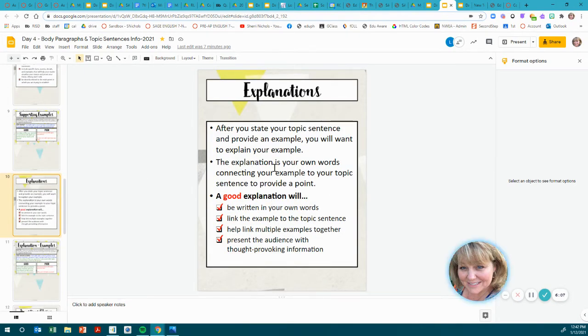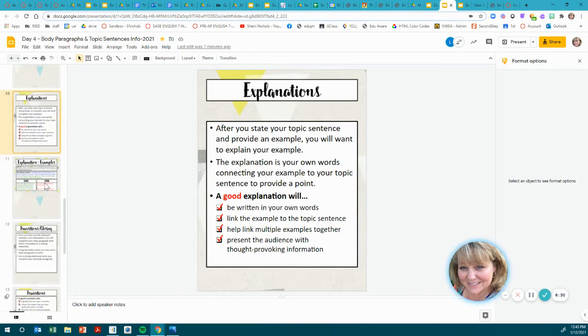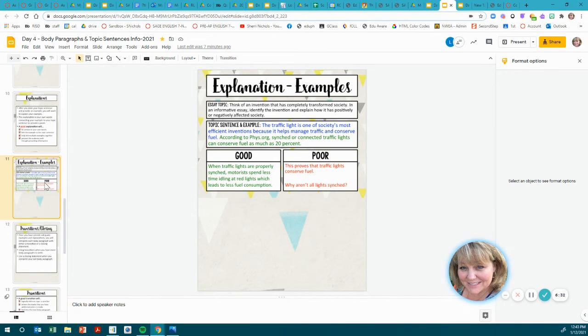Your explanations: after you state your topic sentence and provide an example, you will want to explain your example. The explanation is in your own words, connecting your example to your topic sentence. And remember, a good explanation is written in your own words. It links the example to the topic sentence. It helps to link multiple examples together, and it presents the audience with thought-provoking information. And here is a great explanation of examples.